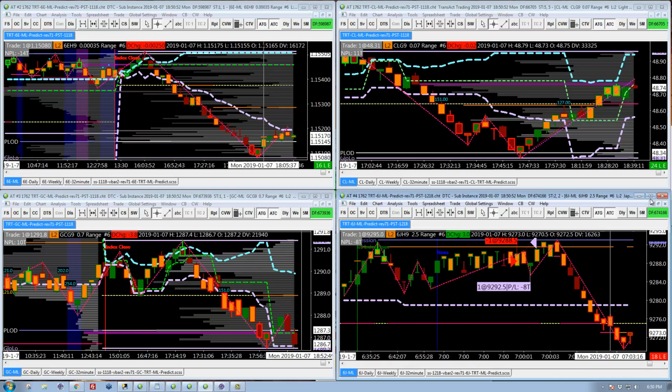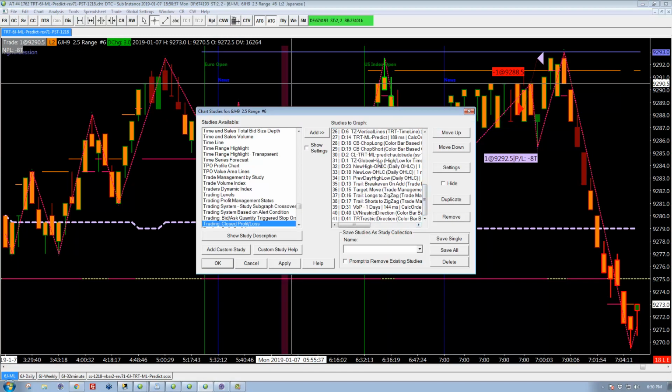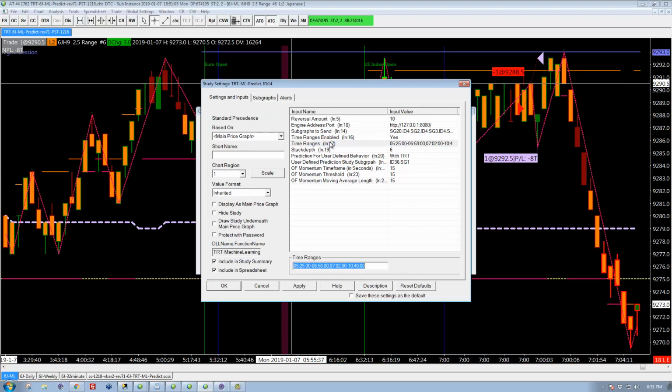In any case, what I did for members in studies, go to ML Predict. This is the custom study that does the machine learning work, and just change the time range so that it normally looked, or in the chart book you downloaded, it looks like this. All right, 525 to 1040. So you're just putting in another range, 525 to 658, and then a comma, and then 702 to 1040. That puts a 4-minute blackout around 7 o'clock. Okay.